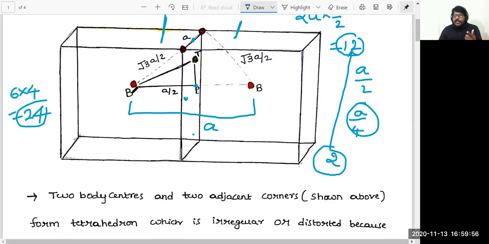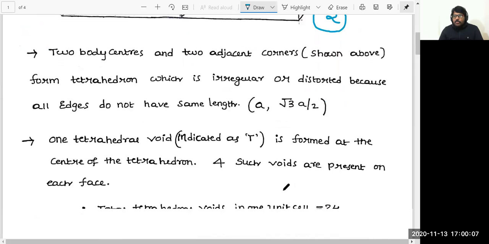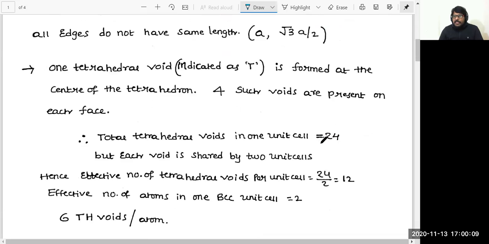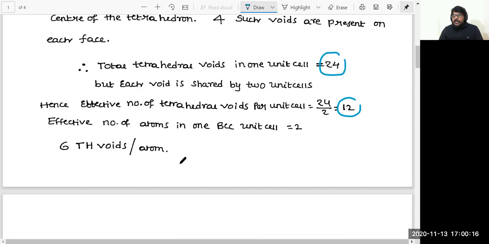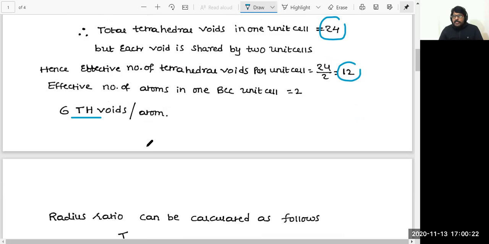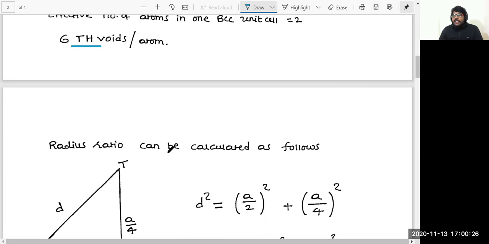And the last question we have to answer in tetrahedral voids is, what is the radius? And here you can see the edges, one is a, another one is root 3a by 2, and totally there are 24, but effectively there are only 12, and here 6 tetrahedral voids per atom in BCC unit cell, but it is already told you it is a distorted tetrahedral void. Now we have to find the radius ratio.